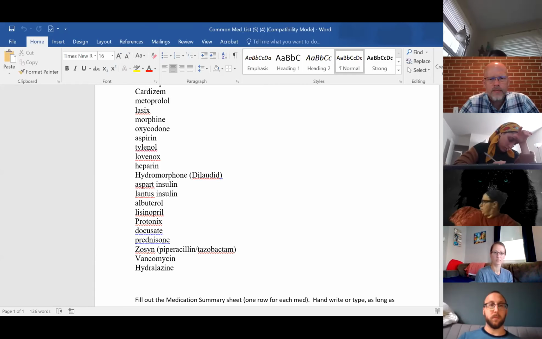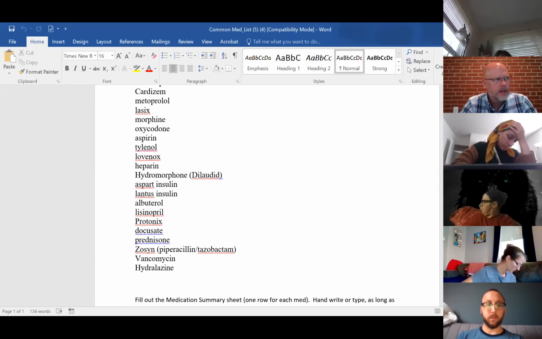Protonix. A proton pump inhibitor. Good. Why do we give it in the hospital a lot? To prevent ulcers. Good. So just because my patient doesn't have GERD doesn't mean we're not going to give Protonix. Oftentimes my patient will say, why am I getting this medication? I don't have acid reflux or anything. And you can say it's to prevent the formation of ulcers in the hospital. It can be given orally, and it can also be given IV.